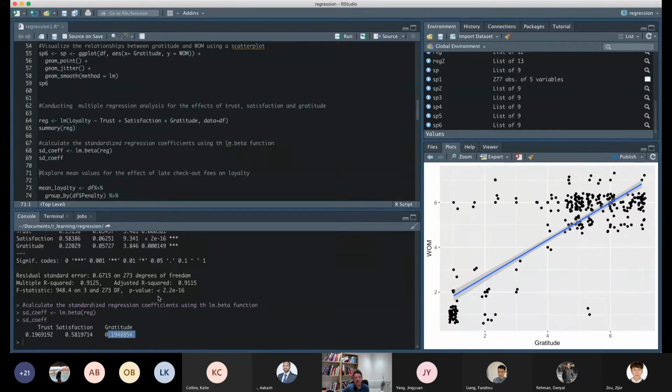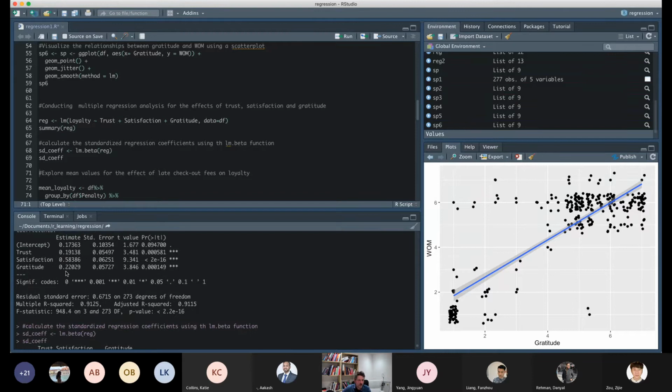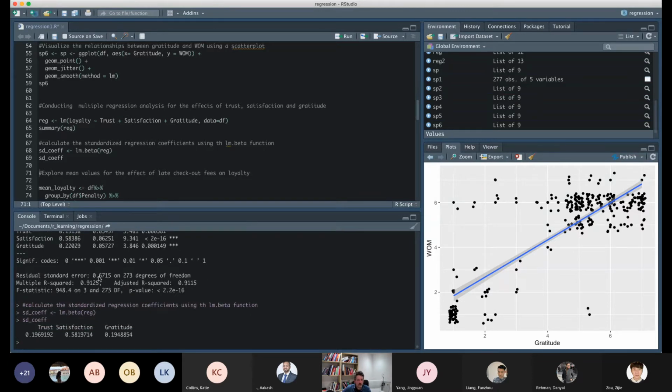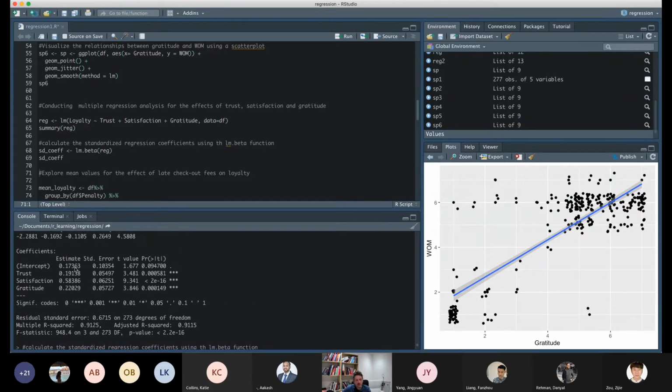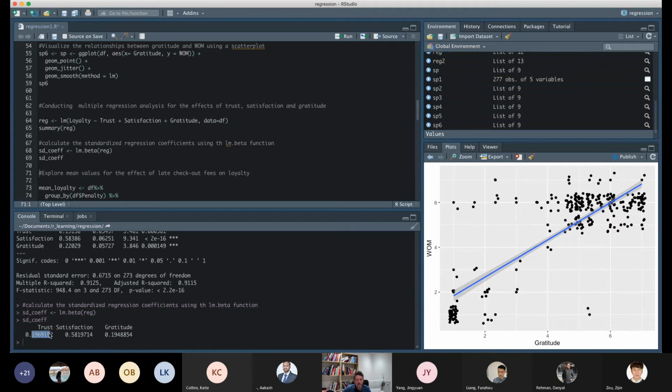So that's something you can do when you see our variables are in different measurement units. I want to check how it looks when the variables are all standardized. And for example, one interesting thing here: based on those results, when you look at the unstandardized coefficients, you would assume that gratitude has a slightly stronger effect than trust, but actually they are more or less the same when you look at the standardized coefficients.